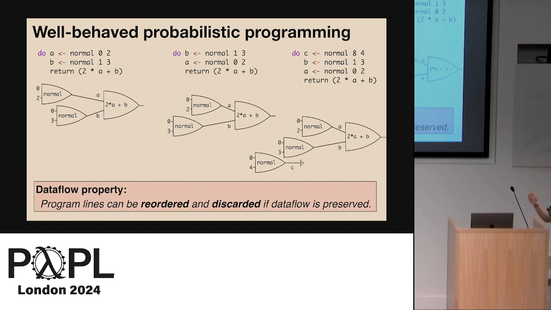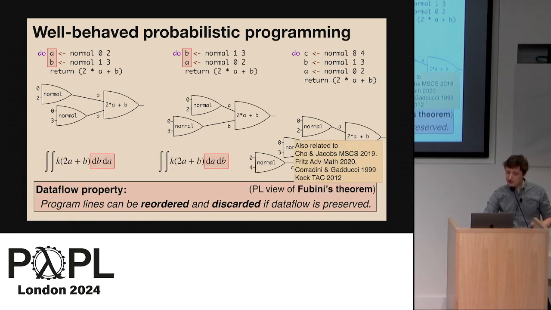Because if instead of normal, let's toss a coin. If I toss a coin with one hand and then a coin with the other, it doesn't matter which order I toss coins. They don't communicate. The coins don't communicate to each other. So we can reorder these things. So let's take that as a primitive, basic axiom for probabilistic programming, that at this level, program lines can be reordered. It's like a commutativity property.